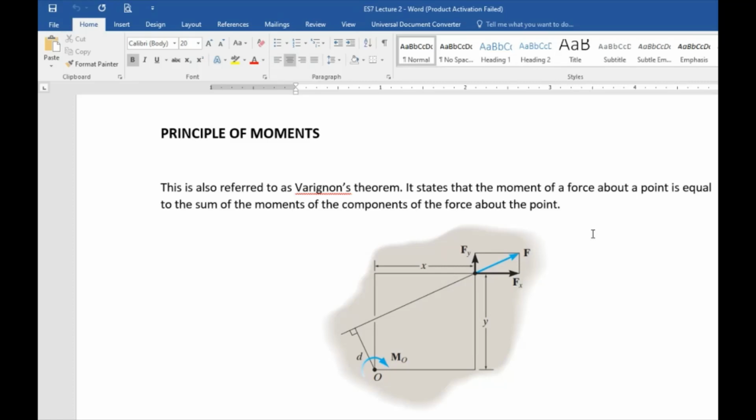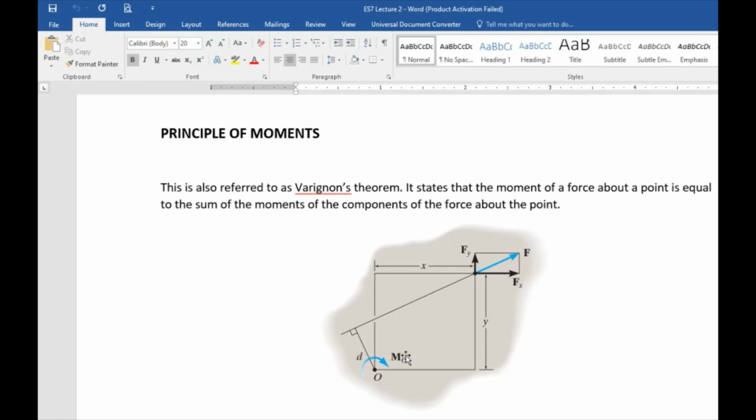Hello guys, today we will continue the discussion on principle of moments. So this topic, the principle of moments, is also referred to as Varignon's theorem. It states that the moment of a force about a point is equal to the sum of the moments of the components of the force about the point. So this is the same as what we discussed last time, wherein you break down the force into its components.